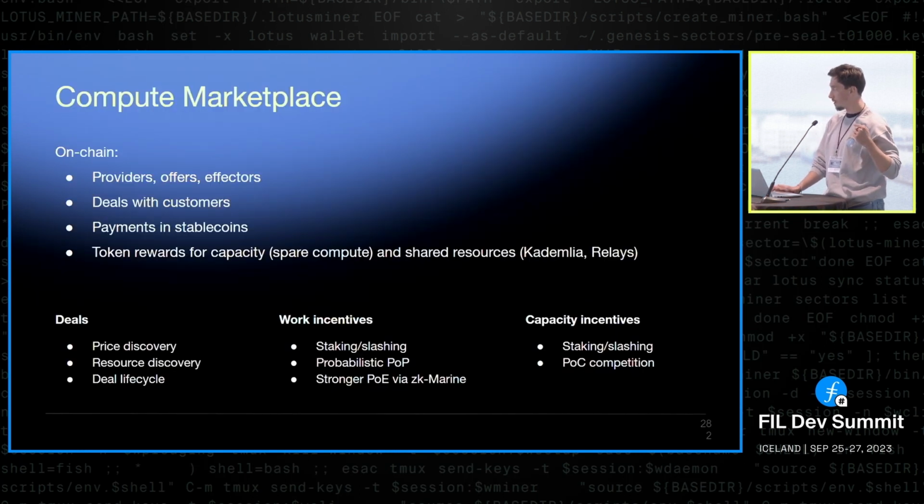The second thing we have is a compute marketplace. It's on-chain. It's kind of similar to what Filecoin has for storage. Providers offer deals, effectors, pricing, payments in stablecoin, and also token rewards for providing capacity, even if it's not being purchased by customers yet, like Filecoin has as well. And token rewards for shared resources, because some peers relay requests to other peers, and you need to incentivize this relay work that they do.